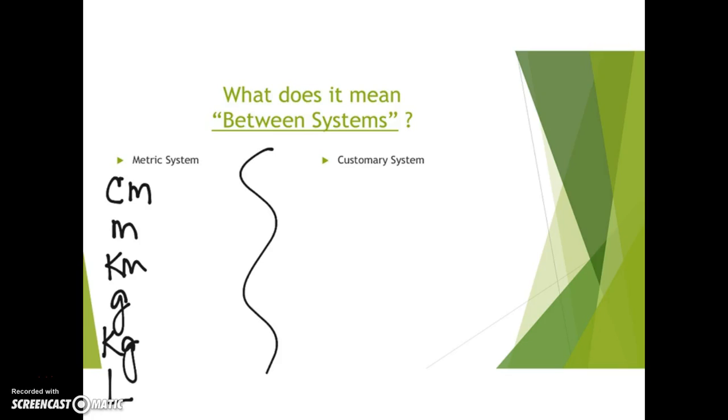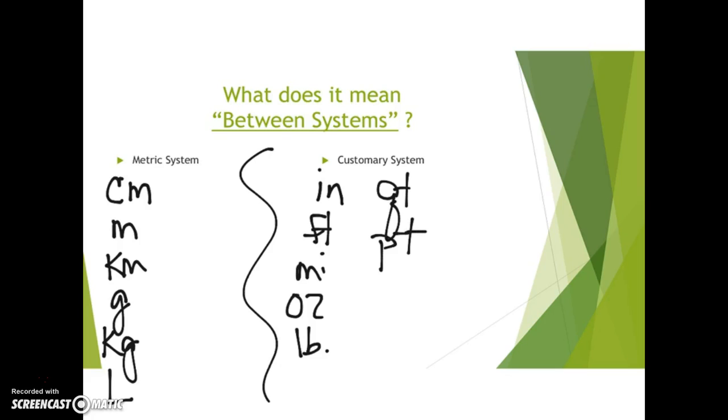Okay. For the customary system, we have things like inches and feet and miles for our distance units. We have things like pounds and ounces for our weight measurements. And then we have things like quarts, pints, and gallons for our volume measurements. Okay, so in this section we're talking about switching from the metric system to the customary system, or from the customary system to the metric system. We need to be able to go back and forth between the two.